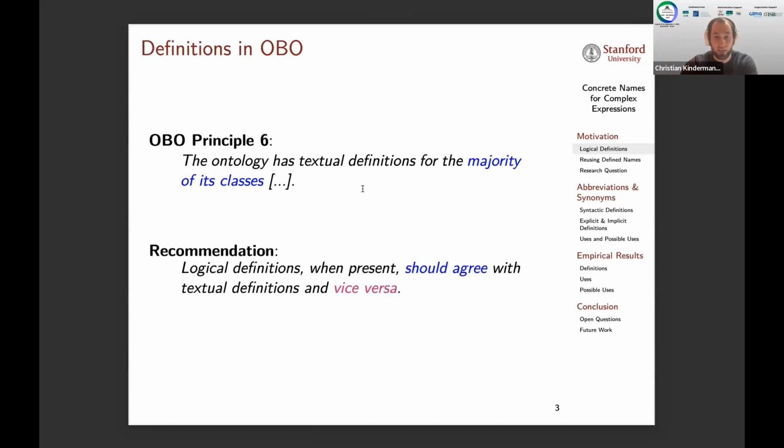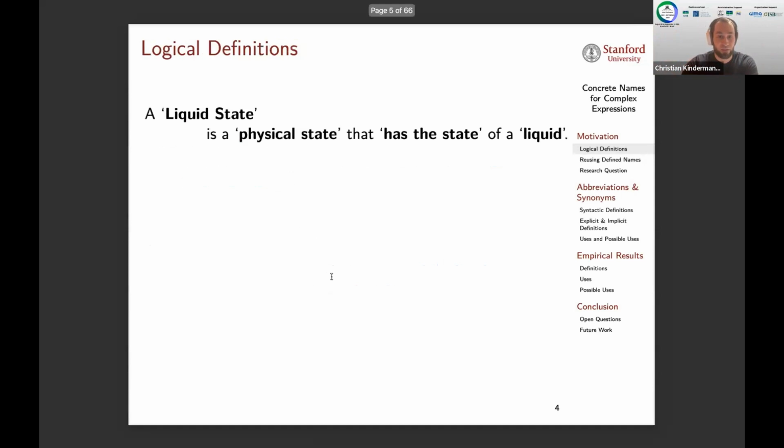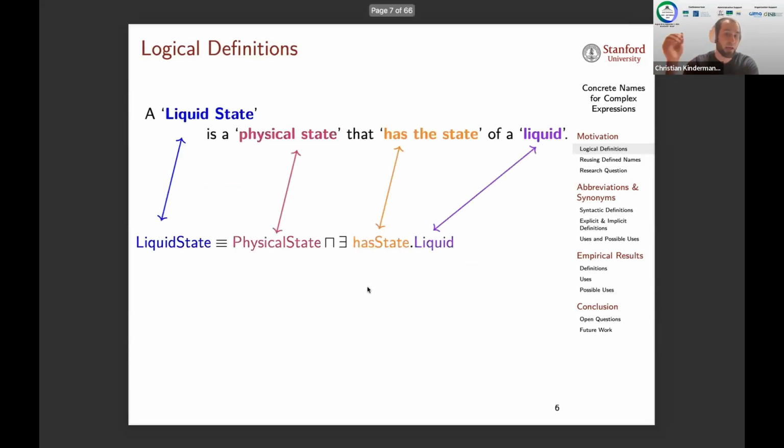So do people provide textual definitions for all classes? And then do these textual definitions correspond to logical definitions? So here's just an example of how this might look. And I don't care too much about what this liquid state actually is. All I care about is whether this textual definition corresponds to a logical definition. And as you can see, I've indicated this here with a color scheme. It is possible to have a textual definition that closely corresponds to a logical definition.